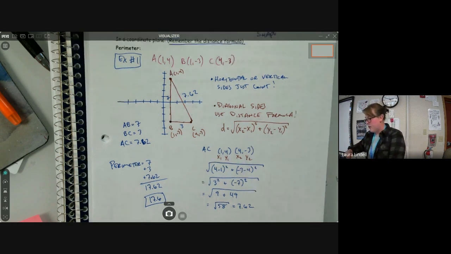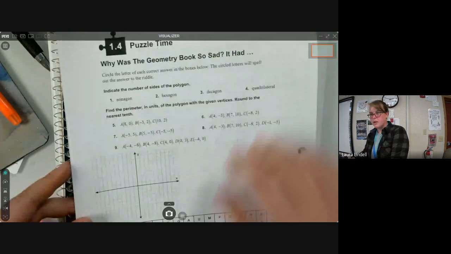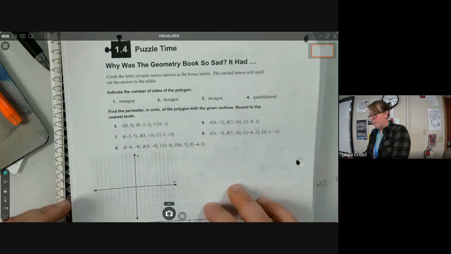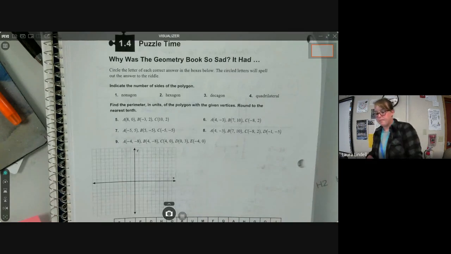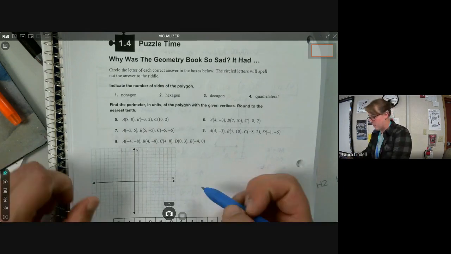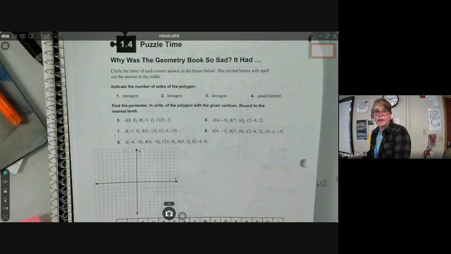So turning the page, we get to this page. We have a puzzle time. Why was the geometry book so sad? Although I think I erased some of the problems because I don't make you do all of them. So you may or may not be able to find out why the geometry book was sad.